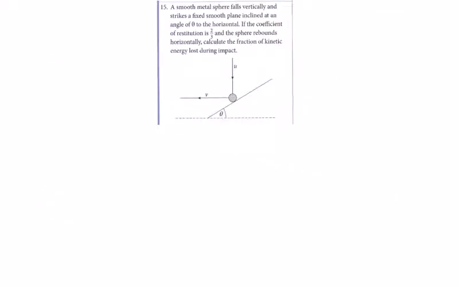In the final question in this section, a smooth metal sphere falls vertically and strikes a smooth plane inclined at an angle theta to the horizontal. If the coefficient of restitution is 2/3 and the sphere rebounds horizontally, calculate the fraction of kinetic energy lost during impact. Okay, let's make this our horizontal.